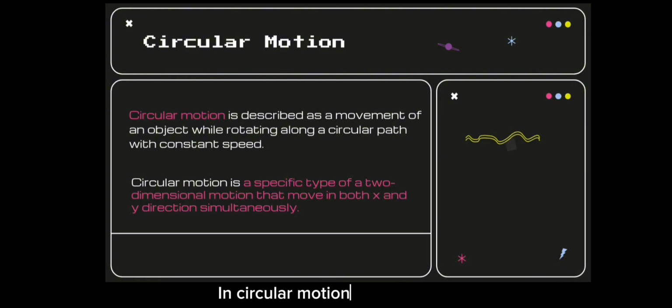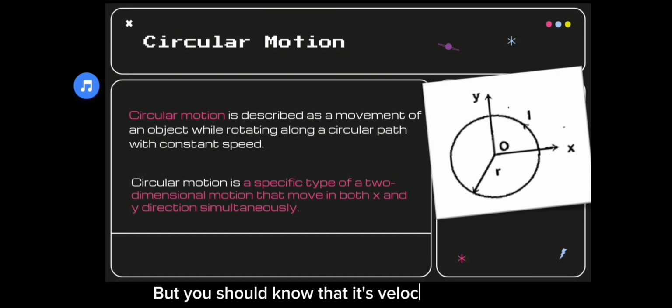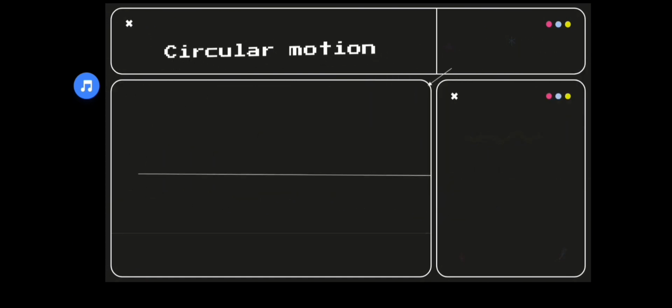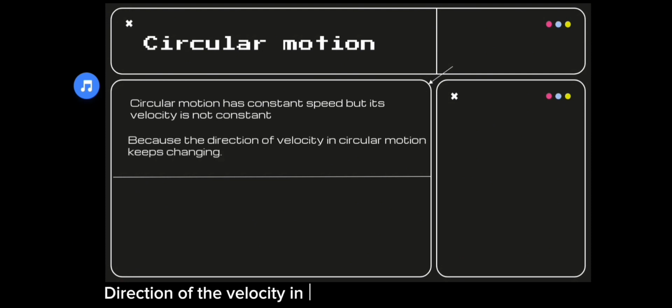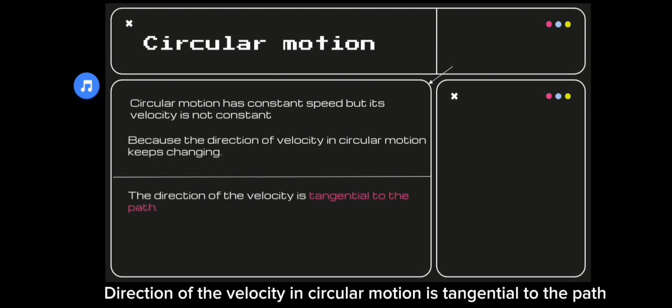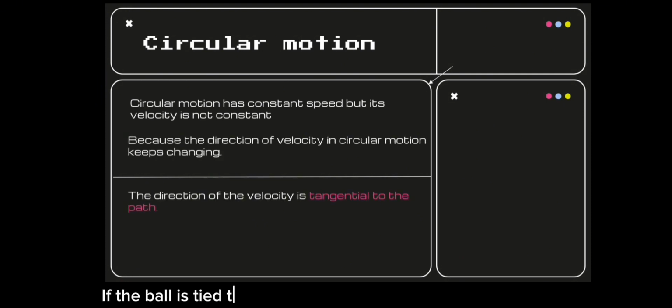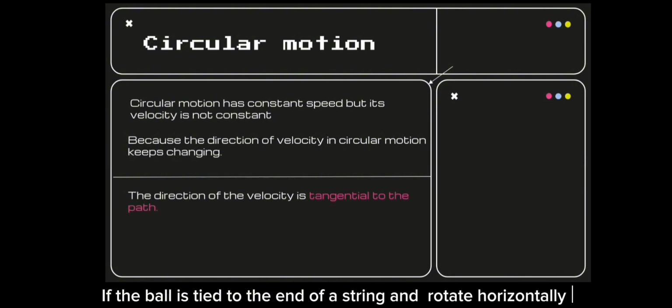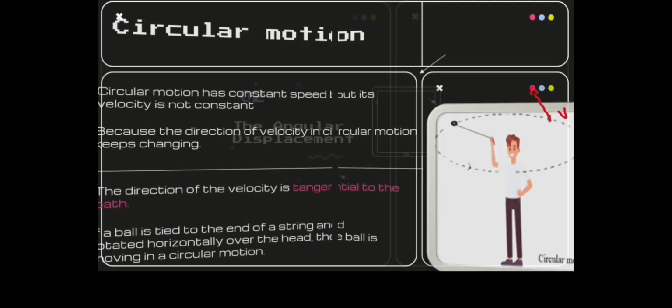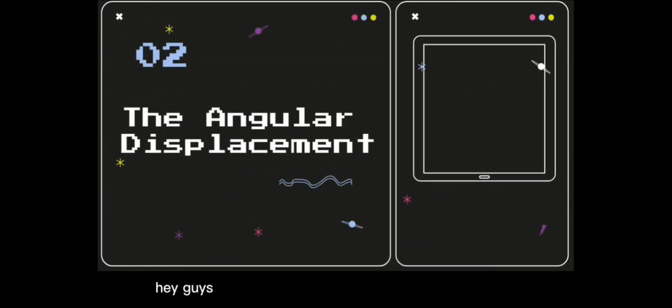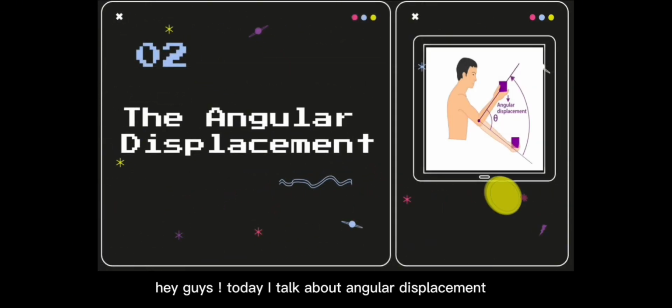In circular motion, speed is constant, but you should note that its velocity is not constant because the direction keeps changing. The direction of the velocity in circular motion is tangential to the path. If a ball is tied to the end of a string and rotated horizontally over the head, the ball is moving with circular motion.